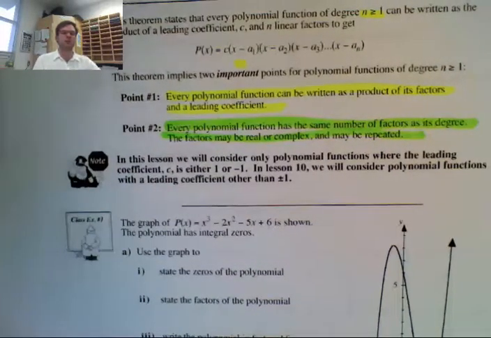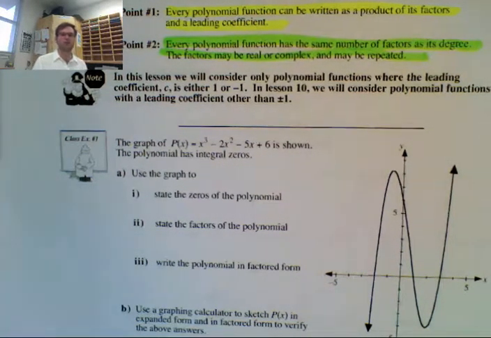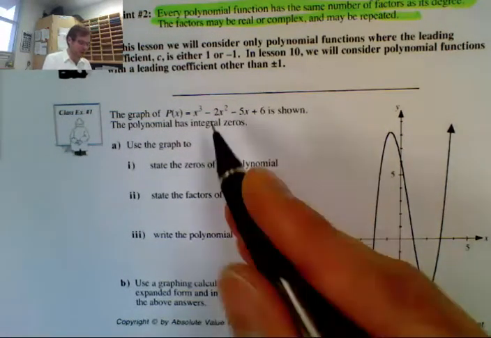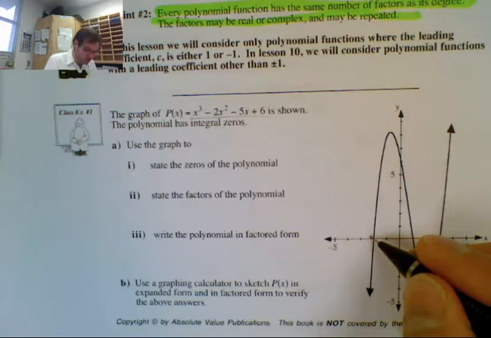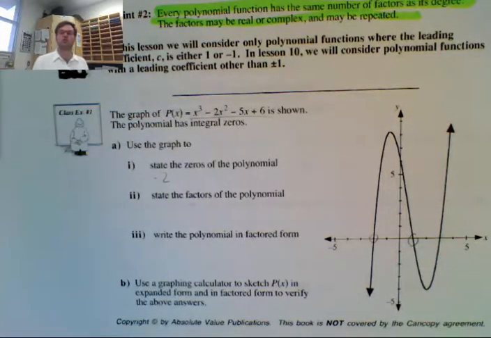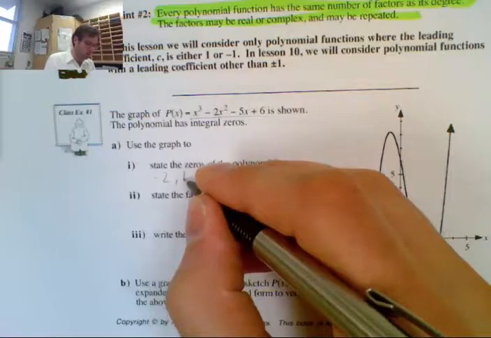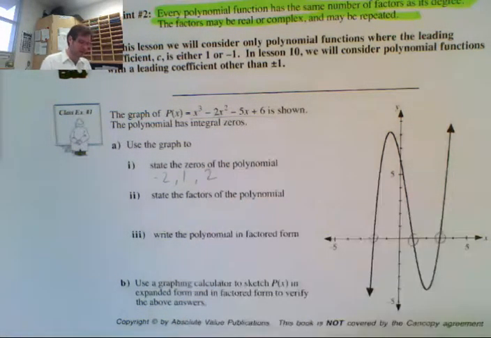All right, so here is our first example. We're going to look at this polynomial function and its graph. It's graphed right here. First, let's state the zeros of the polynomial function. My first zero here is going to be at -2. Then my second zero, which is right there, is going to be at 1. Then finally, my third zero is going to be at 2.